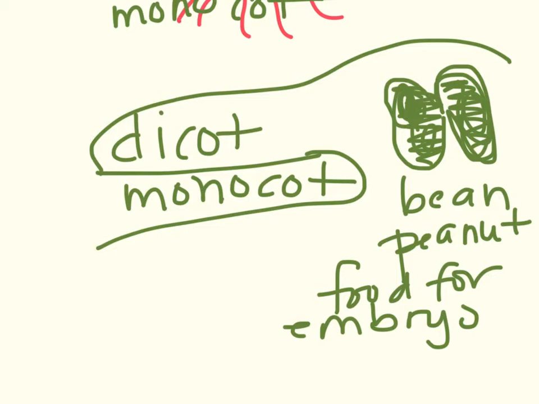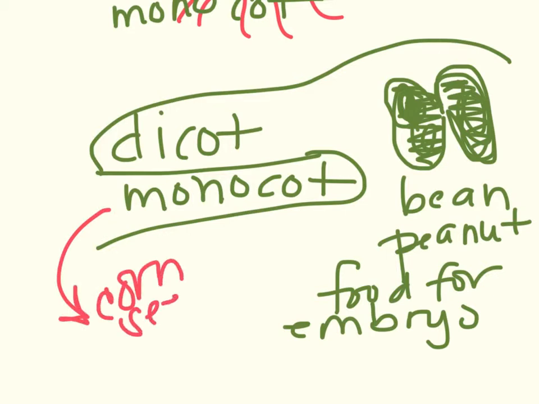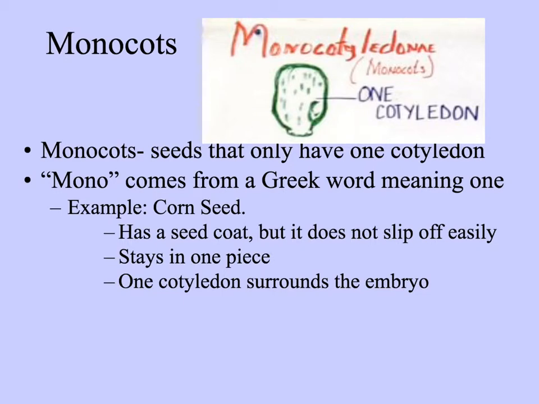So a monocot is one that you can't open so easily, and an example of that would be a corn seed. When you're eating corn, you can't pop one of those open so easily. It only has one cotyledon, like I said, there's no seam that you can pop it open so easily. Okay, and here's the slide on monocots. It only has one cotyledon. It has a seed coat, but it doesn't come off very easily. It stays in one piece, and only one cotyledon surrounds the embryo. So that's really the only difference.